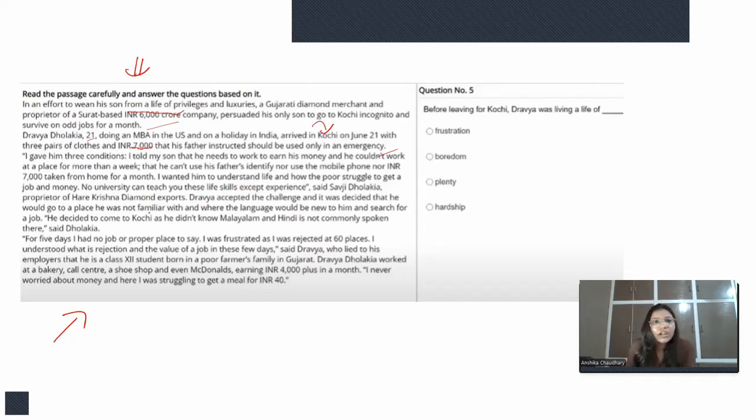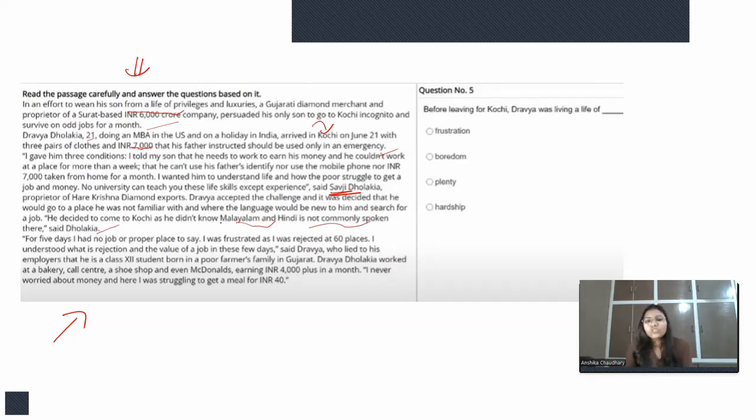Now, no university can teach you these life skills except experience, said Savji Dholakia. So that means that rich merchant's name is Savji Dholakia, proprietor of Hare Krishna Diamond Exports. Drabya accepted the challenges and it was decided that he would go to a place he was not familiar with, where the language would be new to him, and search for a job. He decided to come to Kochi as he did not know Malayalam and Hindi is not commonly spoken there, said Dholakia.